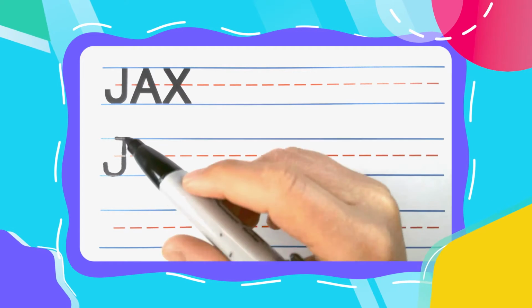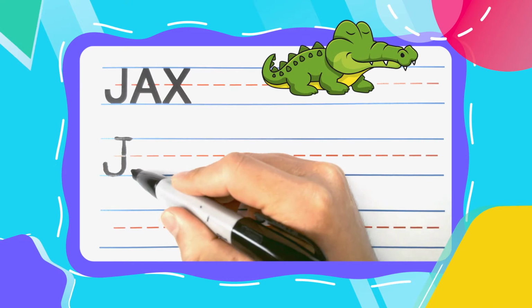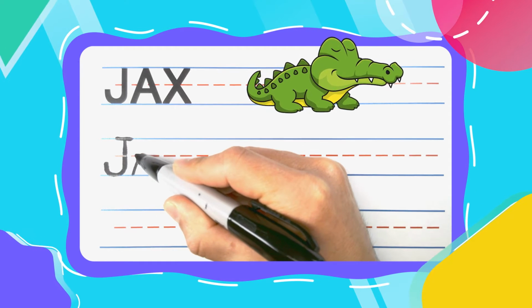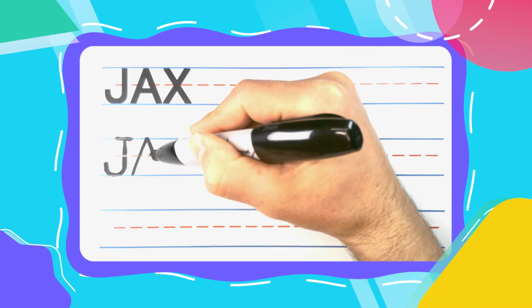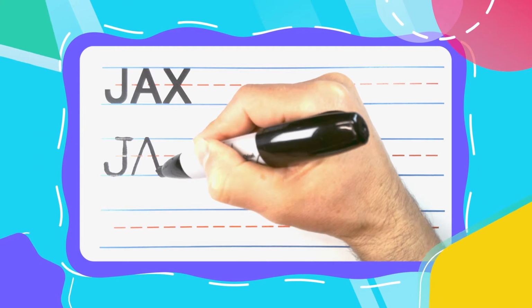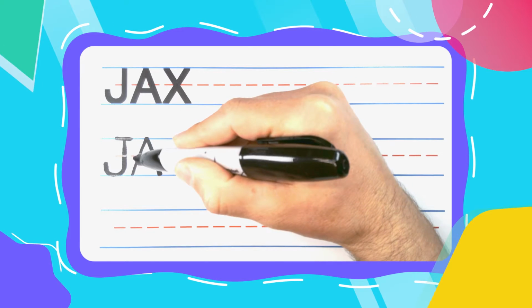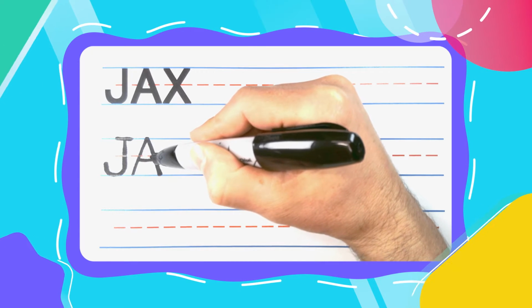The next letter in JAX is an A, and alligator A's start with a diagonal line up. Keep your pen there and diagonal right back down. You now have an open alligator mouth that could be closed with some alligator teeth.